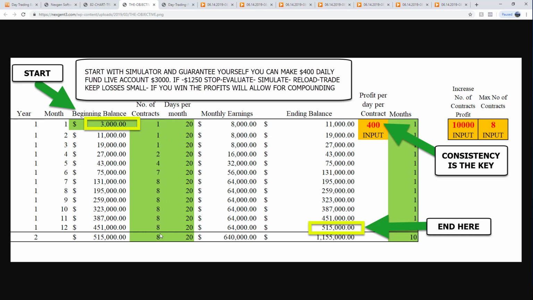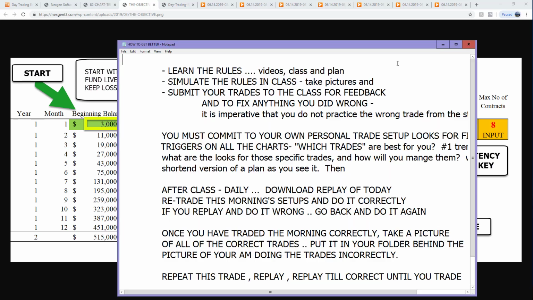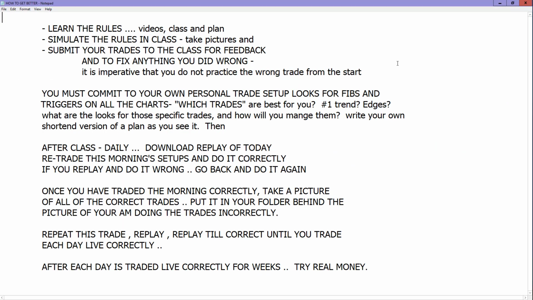So, starting from the demo, learning the rules and the practice, let me add in one more little piece that I wrote out for you guys. This is how you get better, guaranteed. Learn the rules, watch the videos, participate in class, work on your trading plan. Then simulate your rules during the class. Take pictures and submit your trades for feedback. If you're doing the wrong trades and you practice the wrong trade, you're never going to get better. So it's really imperative in the beginning that you post your charts for feedback to make sure you're doing everything right.